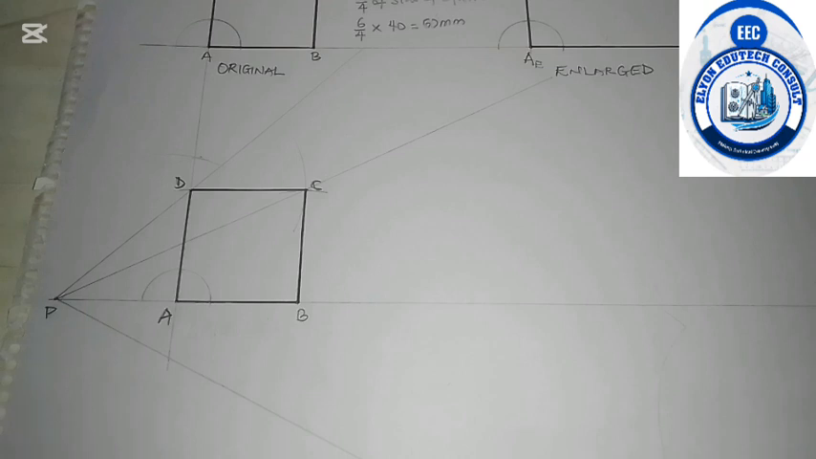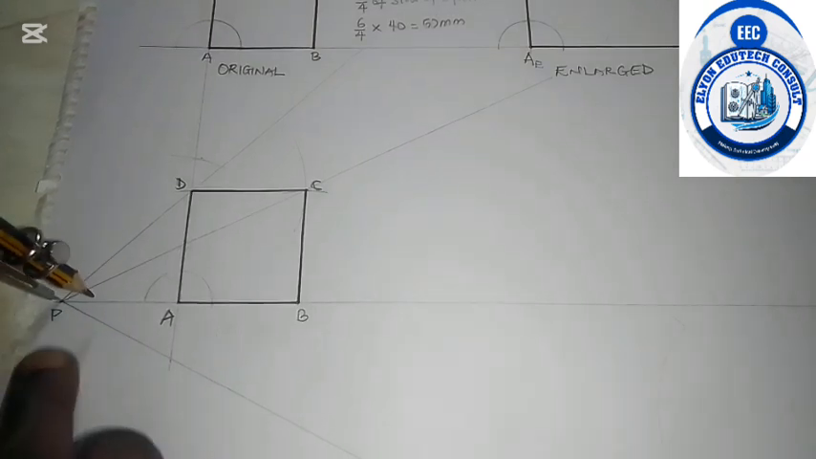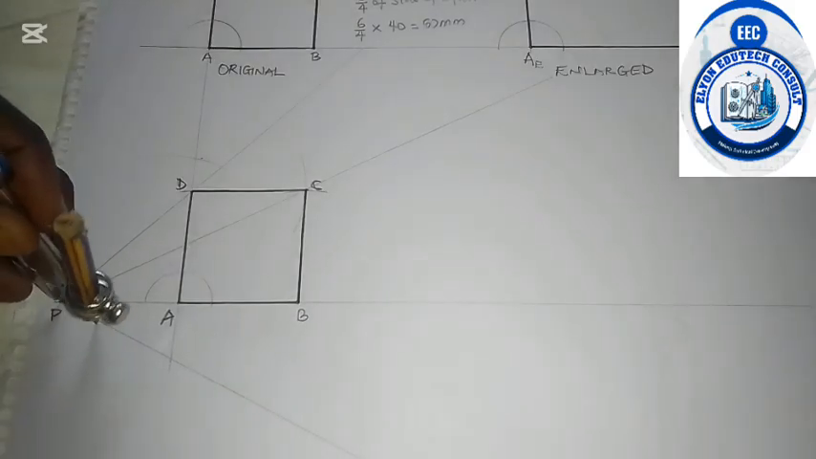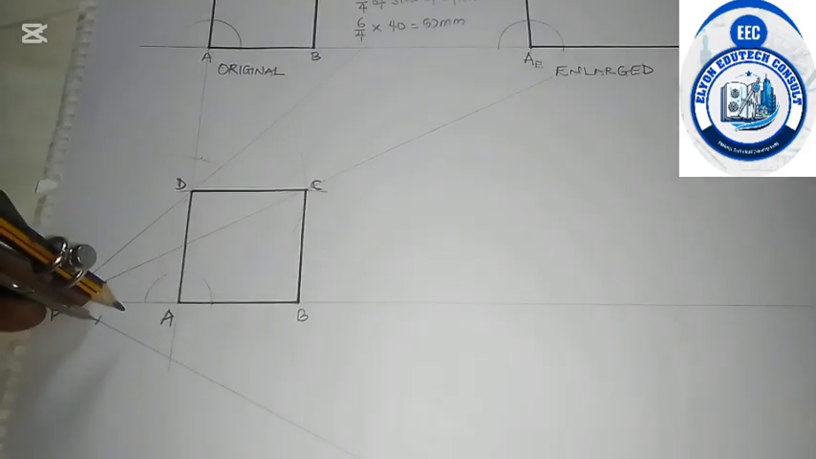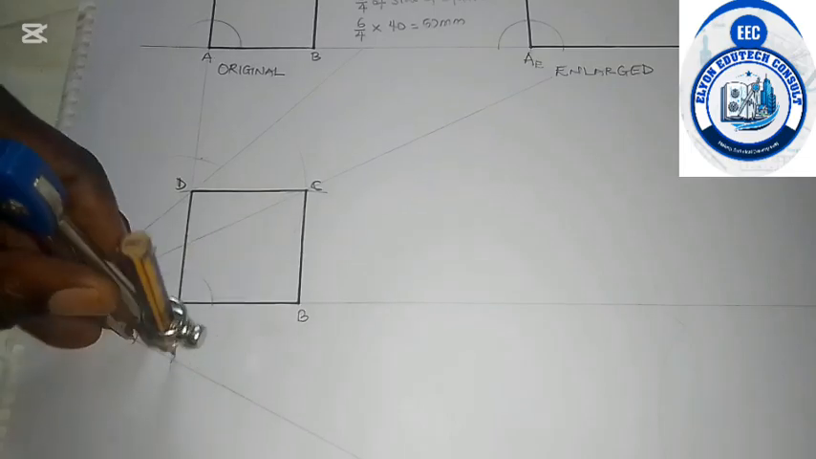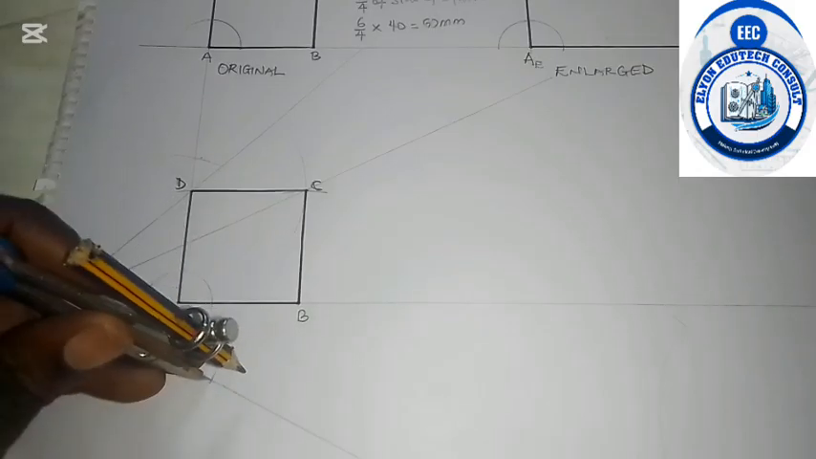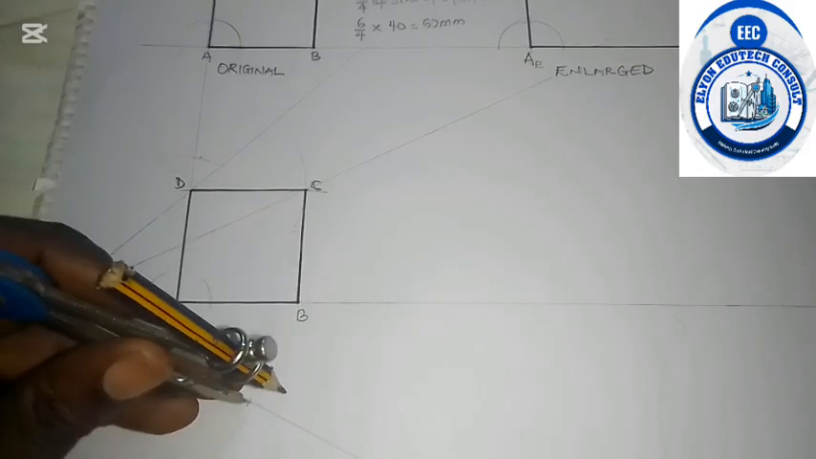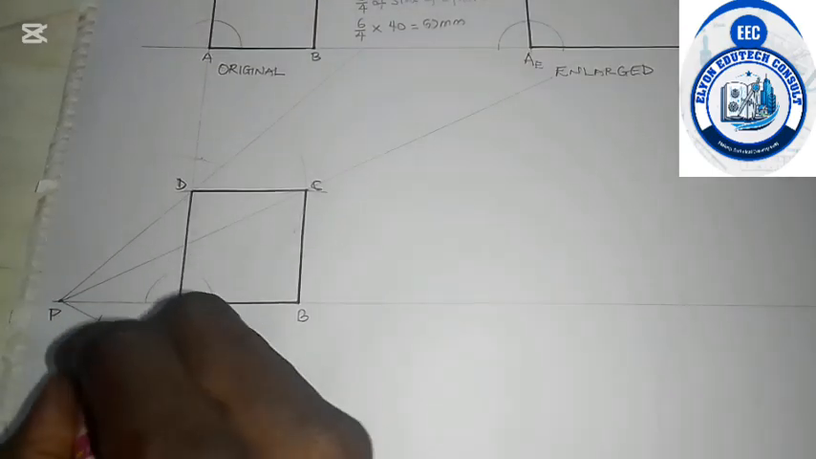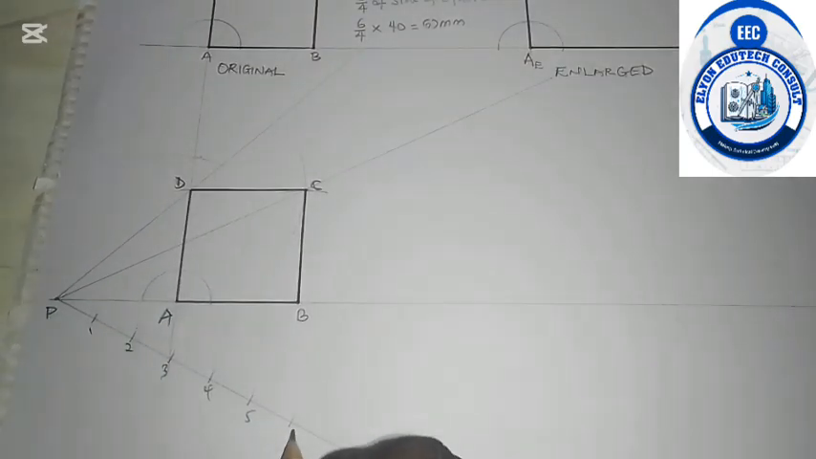So what I'm going to do now, I'm going to pick this from this pole. I'm going to have 6 divisions this way: 1, 2, 3, 4, 5, and 6. So I have this as 1, 2, 3, 4, 5, and 6.